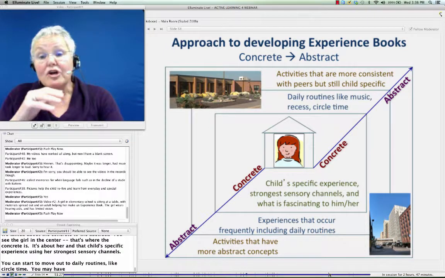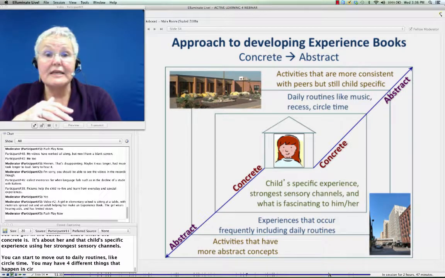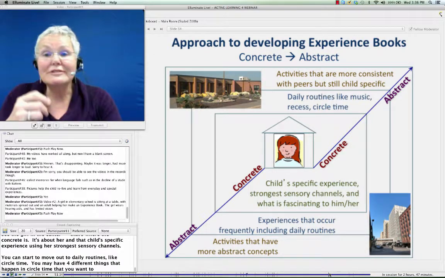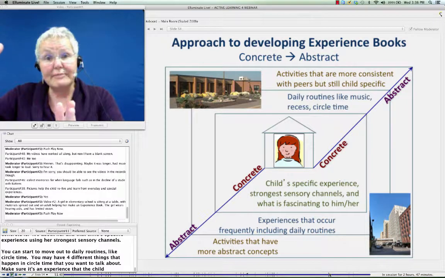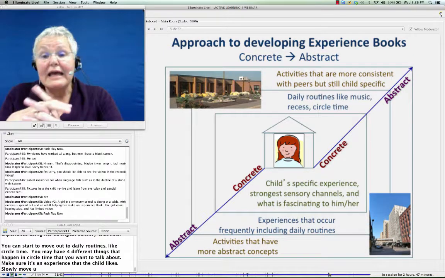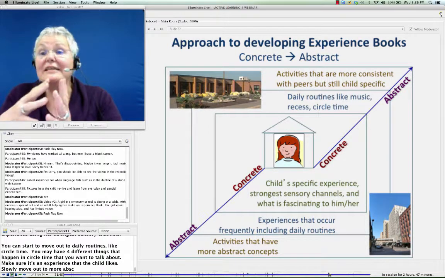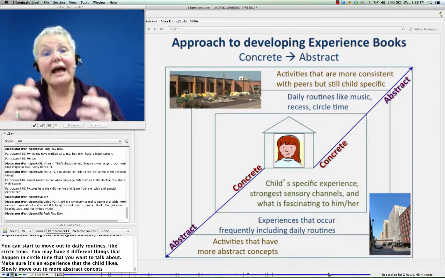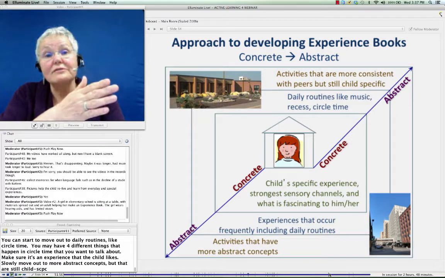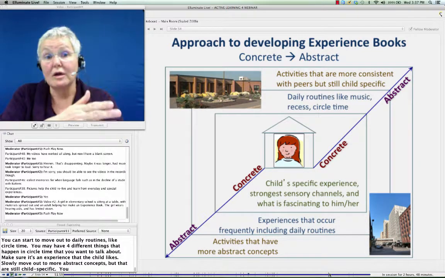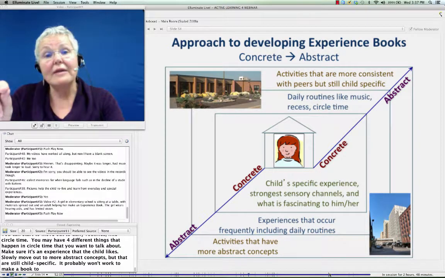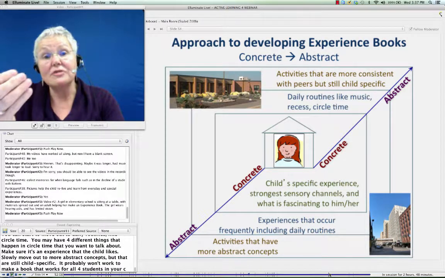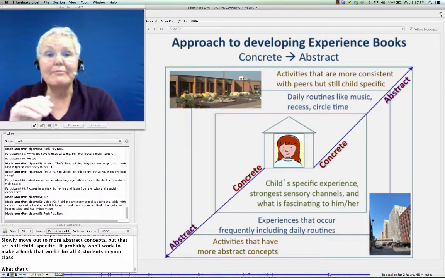Experiences that occur frequently, including the daily routines. That's another thing you can do, as long as it's a routine and experience she likes or he likes. So you're slowly moving out to the more abstract. And then you get to activities that have more abstract concepts, activities that are more consistent with peers, but still child-specific. The idea that I could make this one book and it could work for all 4 of the students in my class is not necessarily going to work. Now, it might, but it also might not, because what that tactile item means to one child may not mean that at all to the other.